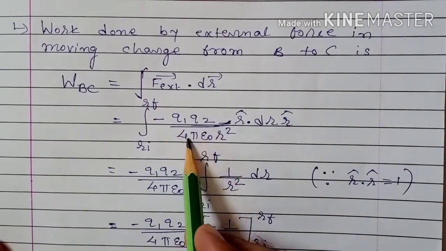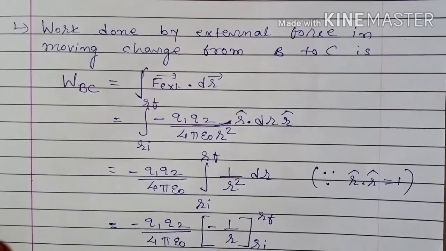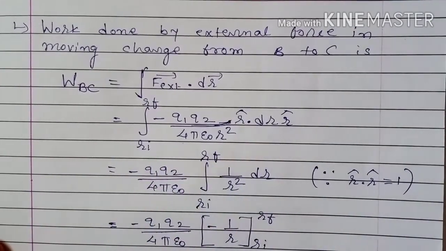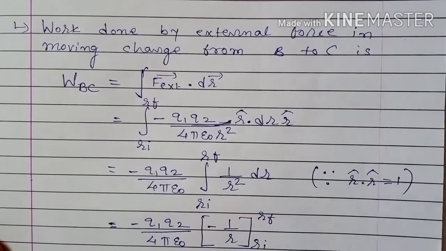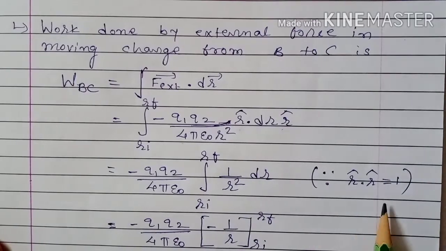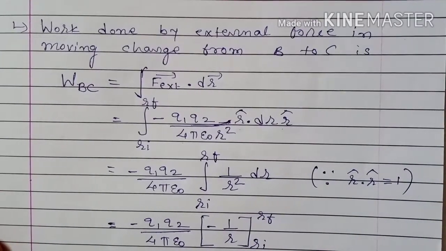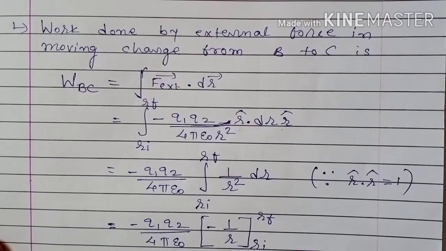Minus Q1 Q2 upon 4 pi epsilon naught I have taken outside the integration because this is the integration with respect to R only. So it can be written as integration 1 upon R square dr. R cap dot R cap is equal to 1 because I cap dot I cap is equal to 1, J cap dot J cap is equal to 1, K cap dot K cap is equal to 1. Therefore, R cap dot R cap is equal to 1.